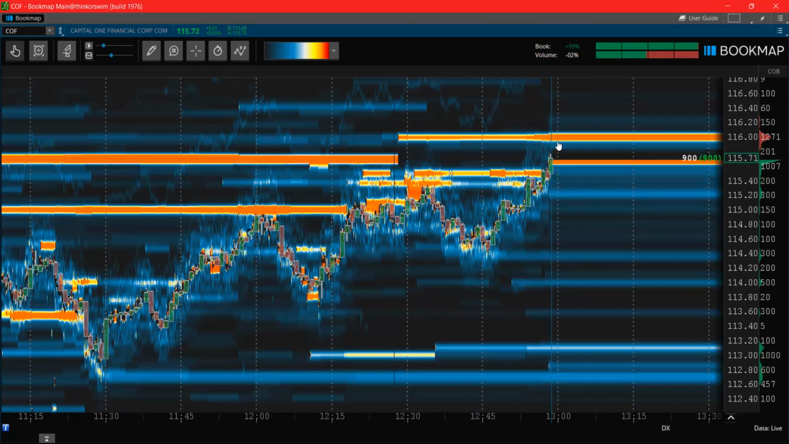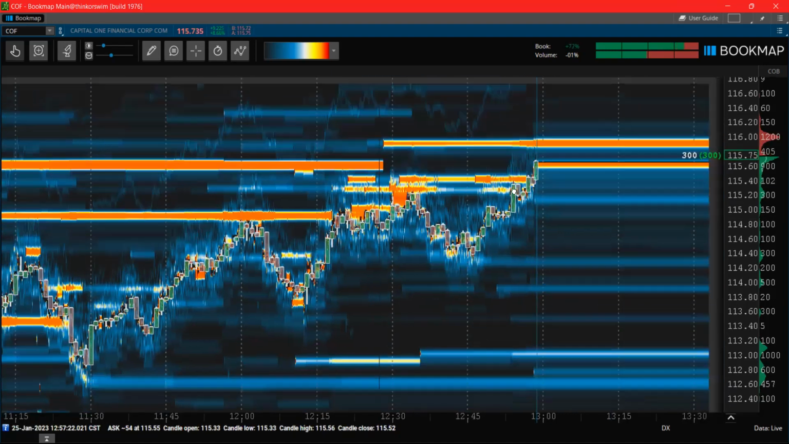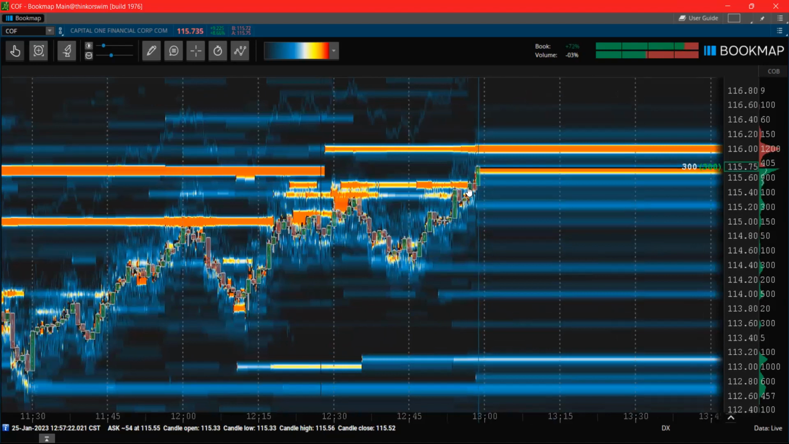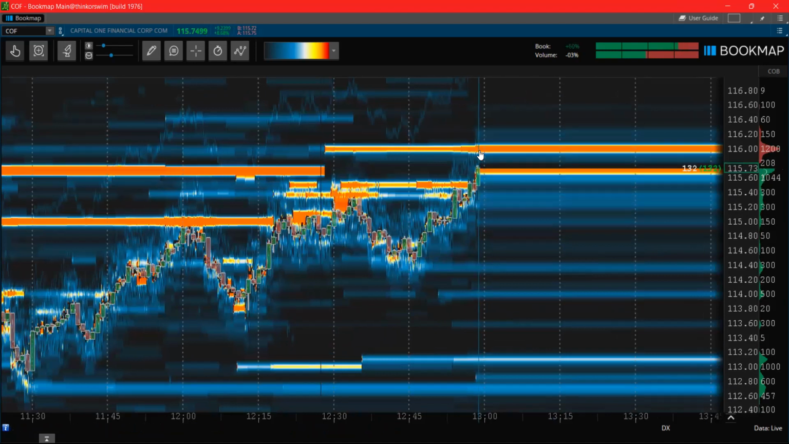But hey, if you're just dying for a play, yeah, this is literally something that you're wanting to enter. You're wanting to enter this right here. Okay, yeah, that's the entry zone right there, 115.80s, pretty much 115.75 to 116. That's the sweet spot. And again, this would be the push through spot.